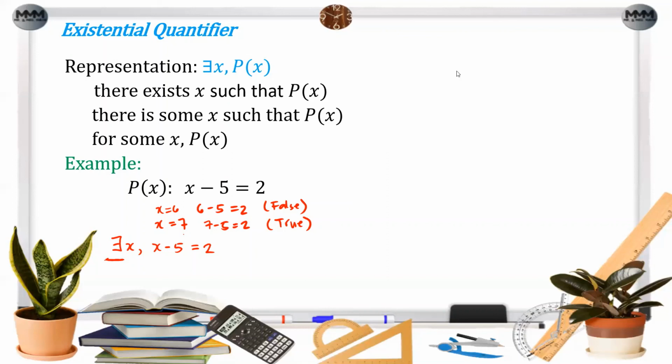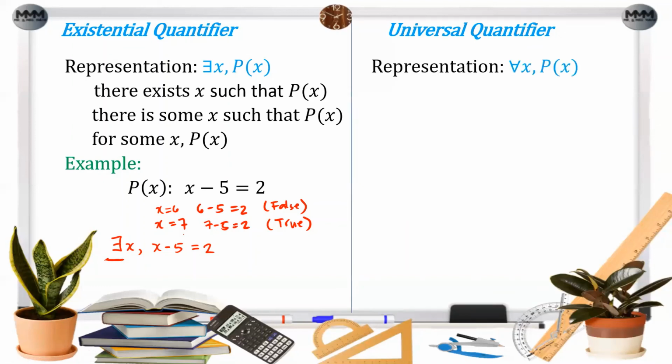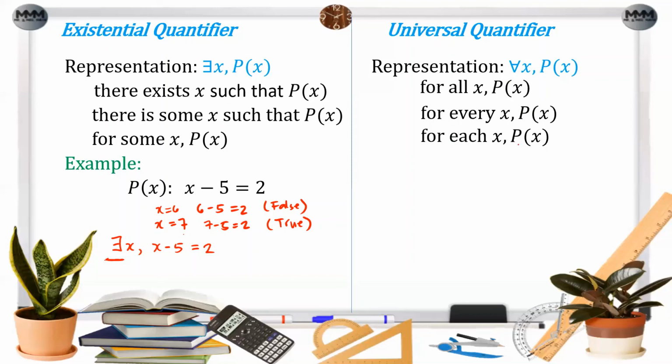Okay, now let's proceed to the next. Next is what we call the universal quantifier. For the universal quantifier, we have here our representation, this inverted A. We can read this one as for all x, p of x. Another one, for every x, p of x. For each x, p of x. For any x, p of x. So from the word itself, universal, it means it is true to all, for all.